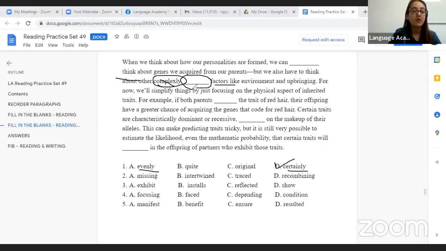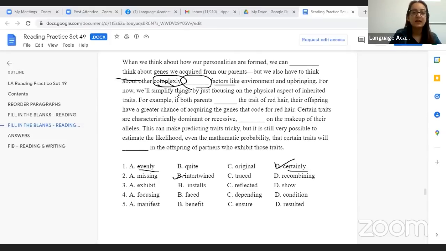What kind of factors? Other missing factors: intertwined, traced, or recombining. So anything that can describe, taking help from complexly. Complexly will go with intertwined, because complexly intertwined means they are very complexly related or mixed or juggled with each other. That is called intertwined factors like environment and upbringing.